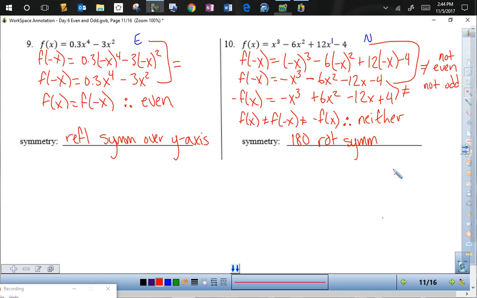Okay, so for these ones proofs, make sure you have all of the work so that I'm convinced that it really is even, odd, or neither, and then get that symmetry based on your graphing calculator or by the definition. Okay, if you have any questions while you're going through your homework, please do not hesitate to ask.